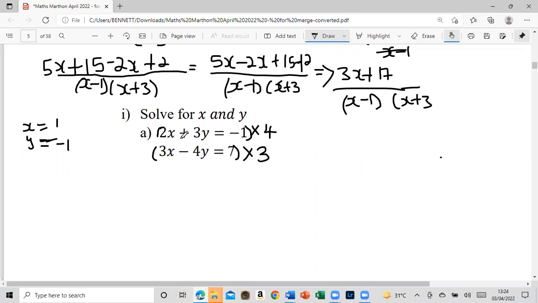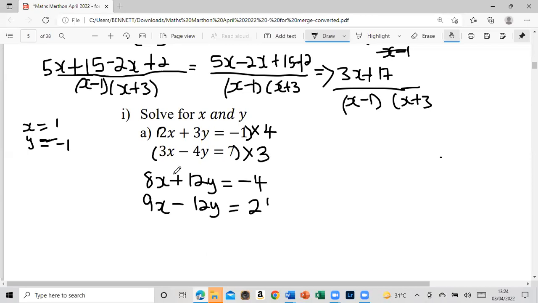All right. So we're multiplying everything by 4. It's like you put a big bracket, right? 4 2's are 8, and then 4 times 3, that's 12y. And 4 times -1 is -4. I'll soon show you why I chose that one here. 3 times 3, that's 9x. 3 times -4, that's -12y. And then 3 times 7, +21.